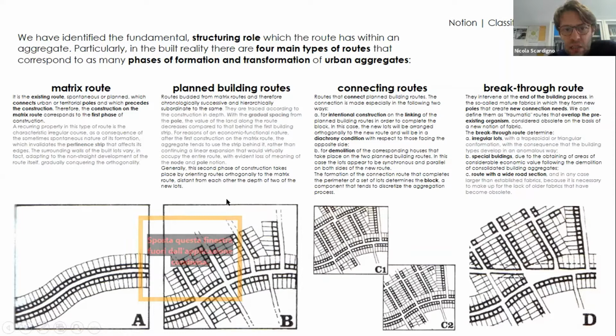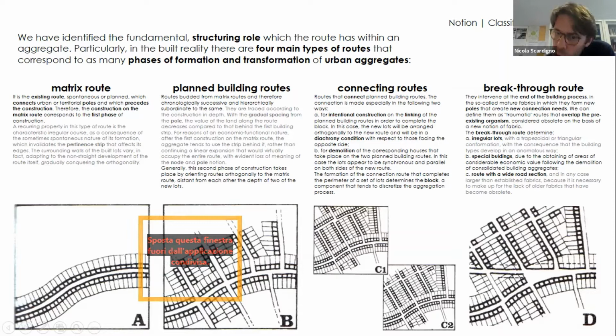Generally, the second phase of construction takes place by orienting roots orthogonally with respect to the matrix root, and they are distant from each other by the dimension of two new lots. Then we have the connecting roots, which connect the planning building roots, and the connection in that case occurs basically in two ways: by intentional construction of the linking of the planning building roots in order to complete the block. So these are the connecting roots that complete the block by connecting the two planning building roots, and or by demolition of the corresponding houses that take place on the two planning building roots. In this case, the lots appear to be synchronous and parallel on both sides of the connector root.